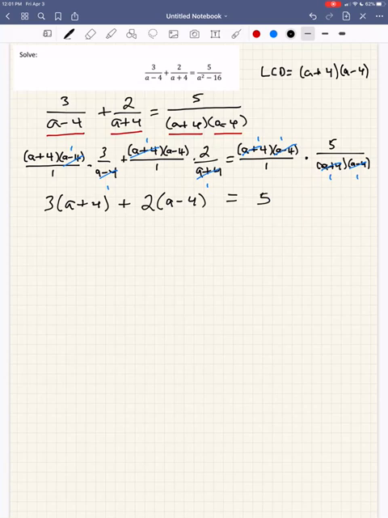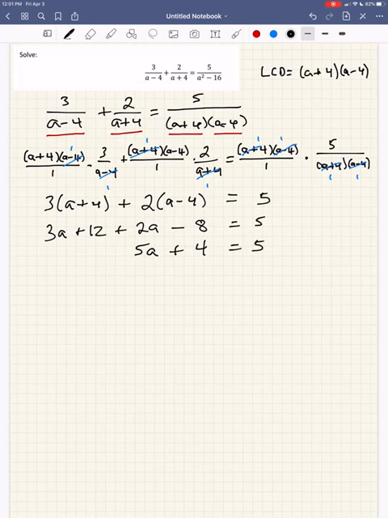Alright, so now I'm going to distribute 3a, 3 times 4 is 12. And then 2a, 2 times negative 4 is negative 8. And the 5 just stays there. I see that I probably can clean up this left-hand side. 3a plus 2a, those are like terms. I would get 5a. Positive 12 and negative 8, that leaves me with a positive 4. That's equal to 5 then.